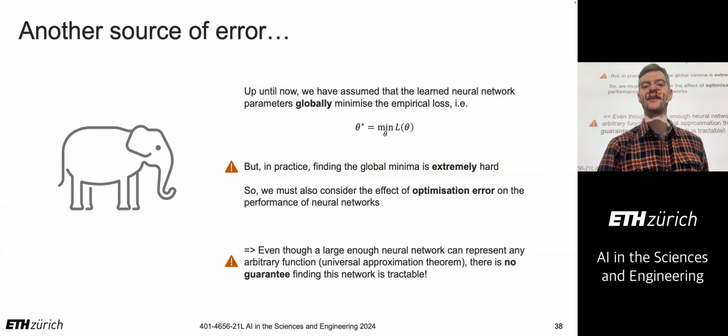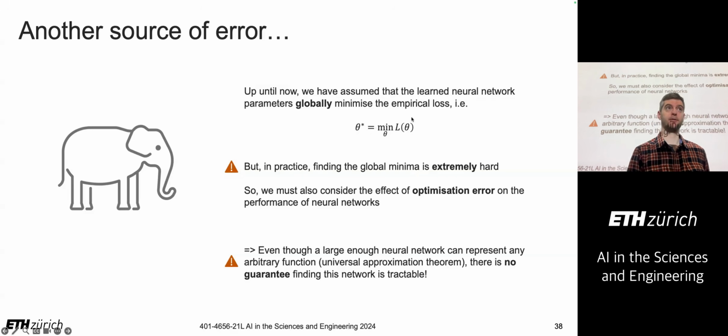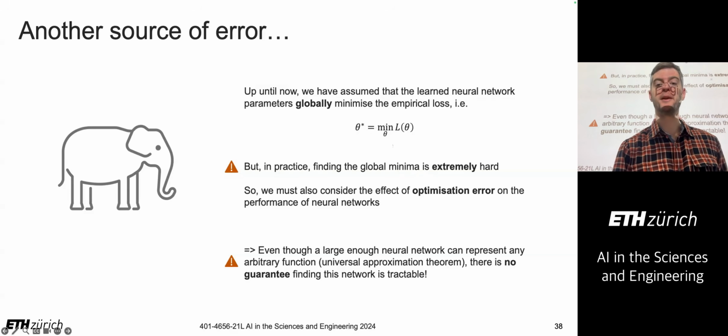This is optimization error. Up until now, I've just been assuming that when we train the neural network, we end up with the parameters that actually do minimize this empirical loss, that is, the true minimizer of this loss function. But in practice, finding the global minima of this function is incredibly hard, and I would argue we don't do it for pretty much every neural network we train. So when we're talking about the error of the function that the network models, we also have to consider the effect of optimization error, and this is a big part of these error sources.